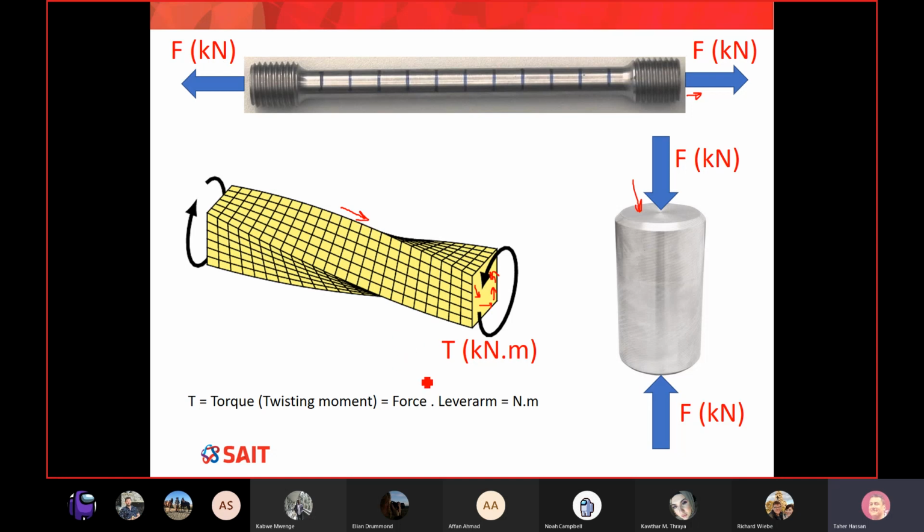So I need to also remind you that the torque or the twisting moment is a moment, which is the force multiplied by lever arm. So the twisting moment or the torque is a force multiplied by a lever arm, and the units will be Newton meters or Newton millimeter or kilonewton meter. All these combinations are torque units.